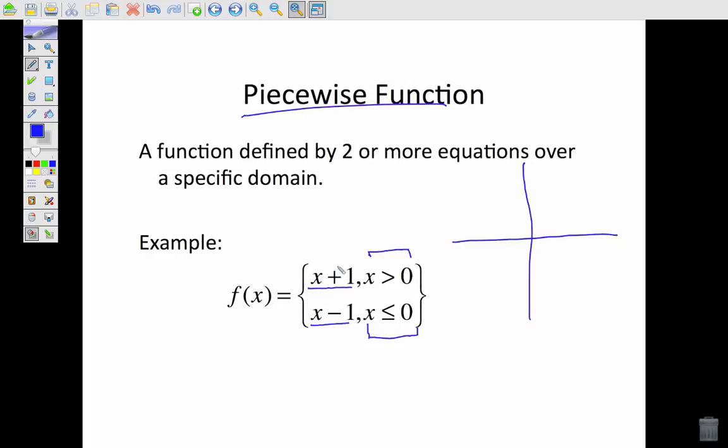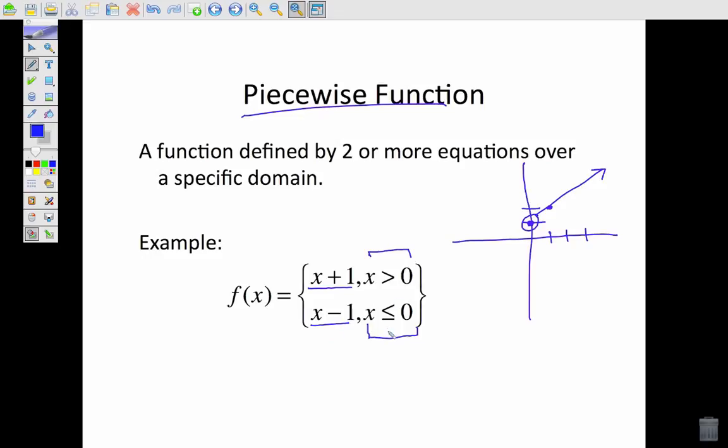So x plus 1, we graph it up 1, we do a slope of 1, and since it's only for x values greater than 0, we have an open circle at 0, and we're going to graph it going in this direction. So we're graphing x is larger than 0, so like when x is 1, when x is 2, when x is 3. Okay, so that's that piece of the function.